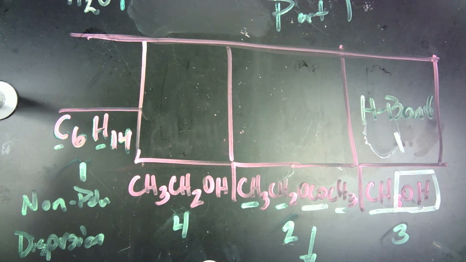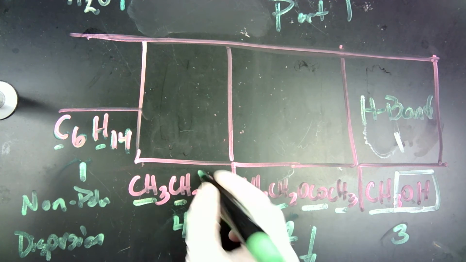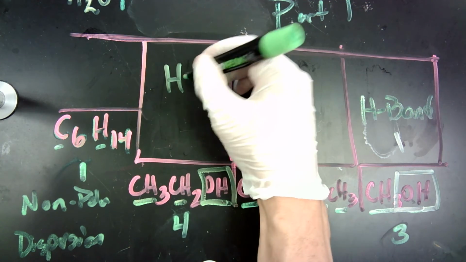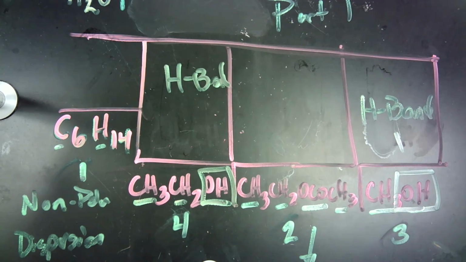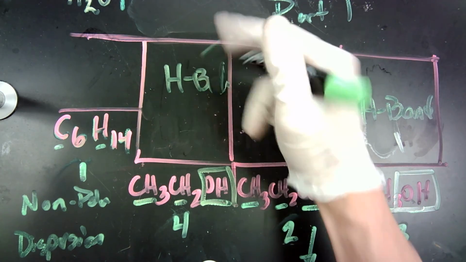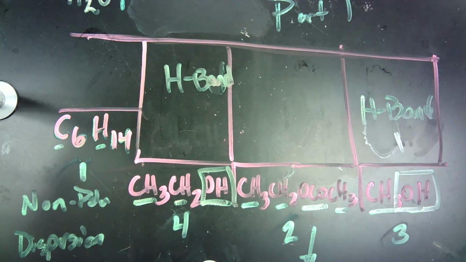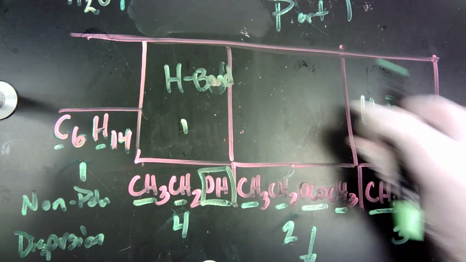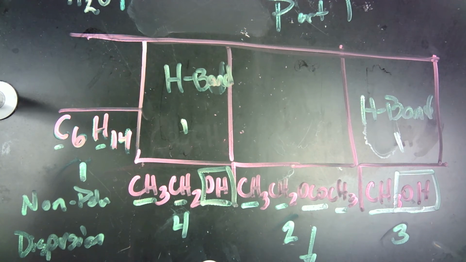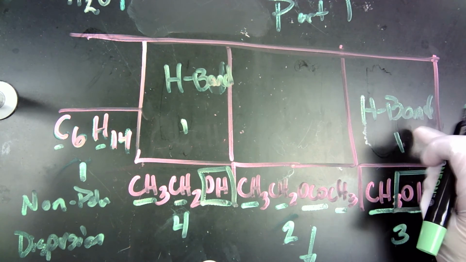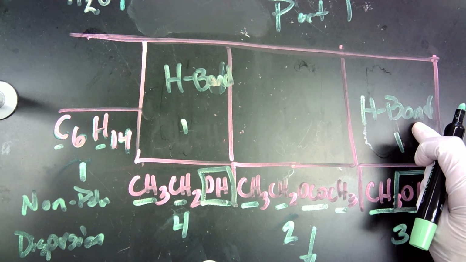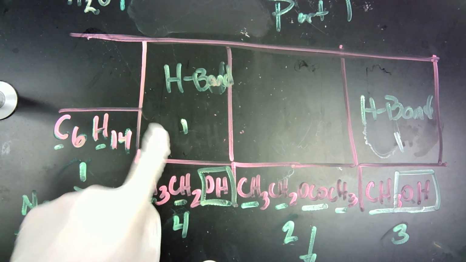All right, so we come over here to the one to evaporate last. And we look at our structure: CH3, nonpolar; CH2, nonpolar; O attached to an H. Well, that's an H bond. There's one H bond. Well, these are equal in their intermolecular force. They both have hydrogen bonding, but one evaporates quicker. Our methyl alcohol evaporated before our ethyl alcohol.